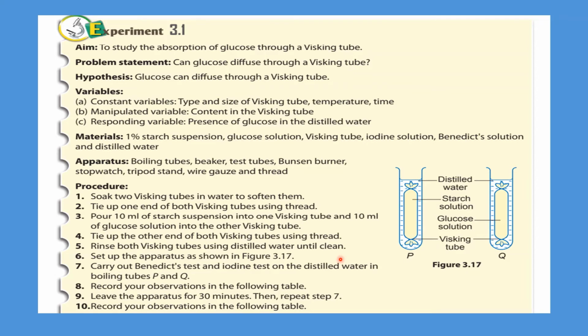As you can refer to the previous activity, the food test activity, there are 2 food tests that you need to conduct in this experiment: the iodine test and the Benedict test. But you need to conduct these tests 2 times, at the beginning of the experiment and at the end of the experiment. After 30 minutes, you need to repeat step 7 and then record the observations.